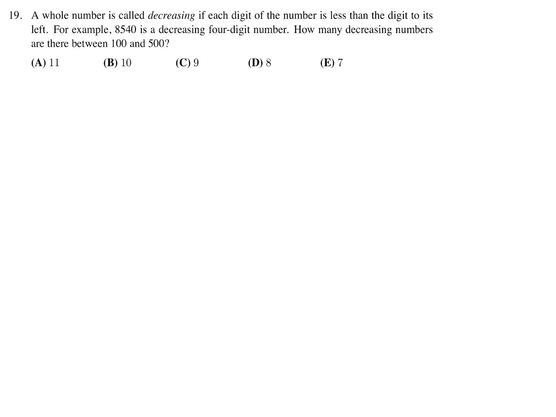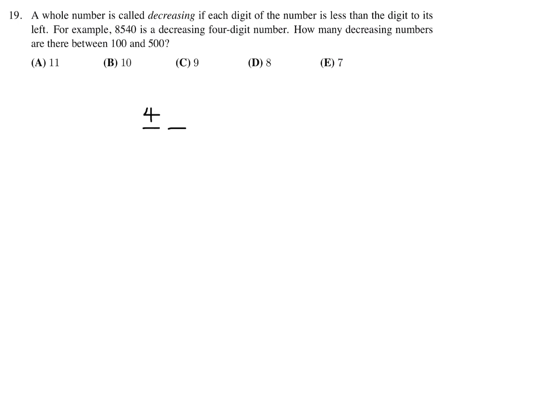A whole number is called decreasing if each digit of the number is less than the digit to its left. For example, 8540 is a decreasing 4-digit number. How many decreasing numbers are there between 100 and 500? Okay, I'm going to start with the 400s.